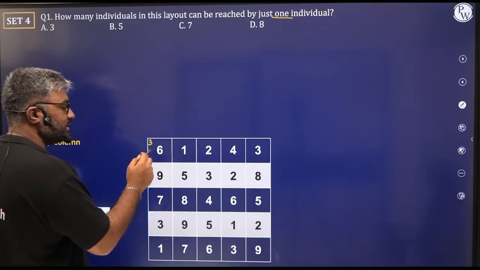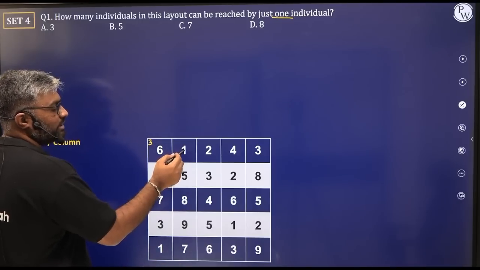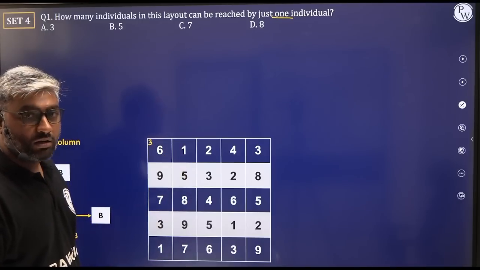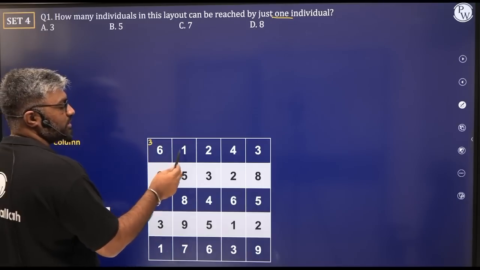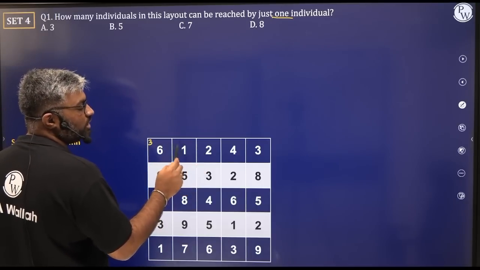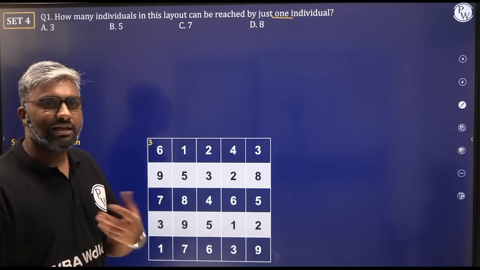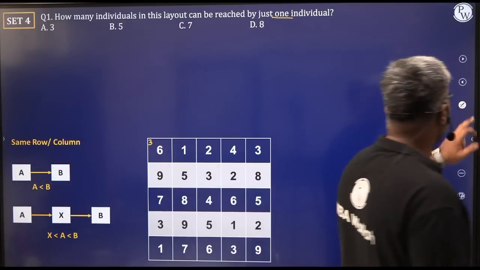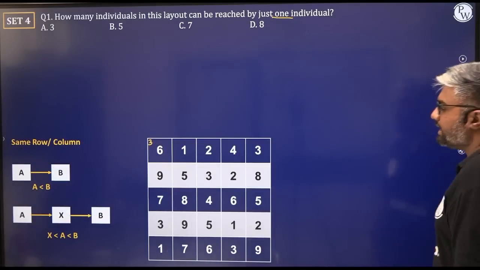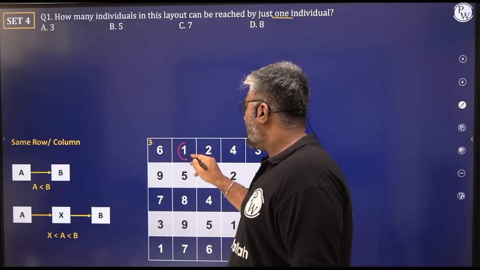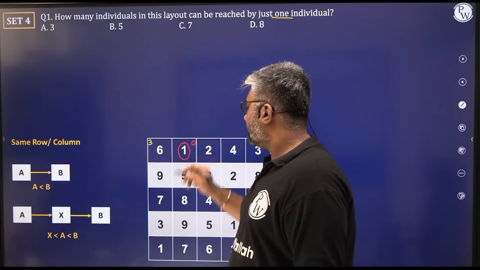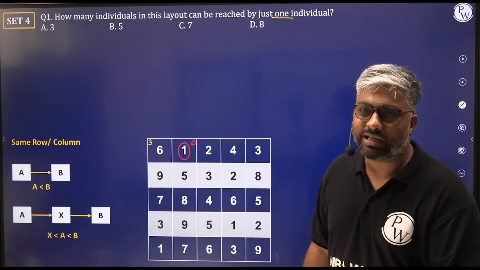Reach out to 6. Yes. If you look at 1, this 1 cannot be reached out by anyone at all. Why? 6 to 1 is not possible because 1 is smaller. 2 to 1 is not possible, 1 is smaller. 5 to 1 is not possible because 1 is smaller. So I think here we can make a bold statement saying that 1 cannot be reached out by anyone at all, right? Because there is no number lesser than 1.